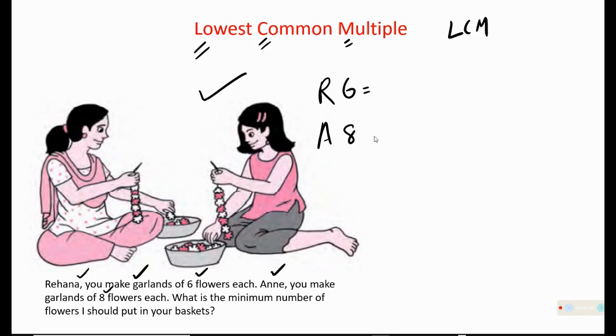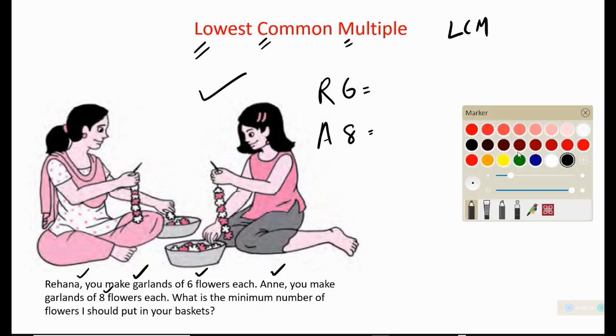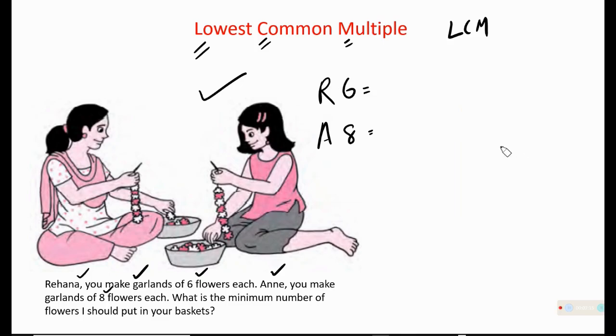Now their mother is going to give flowers to make garlands naturally, but she doesn't want to waste the flowers. If 8 is given to Rehana, 1 garland will be made; if 8 is given to Annie, 1 garland will be made. If 6 is given to Rehana, 1 garland will be made. But here no flowers should be wasted, so that in the basket it should contain the exact number.